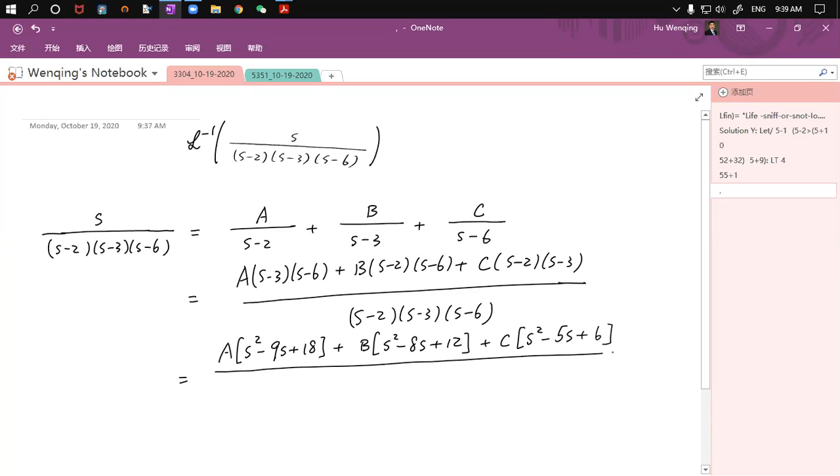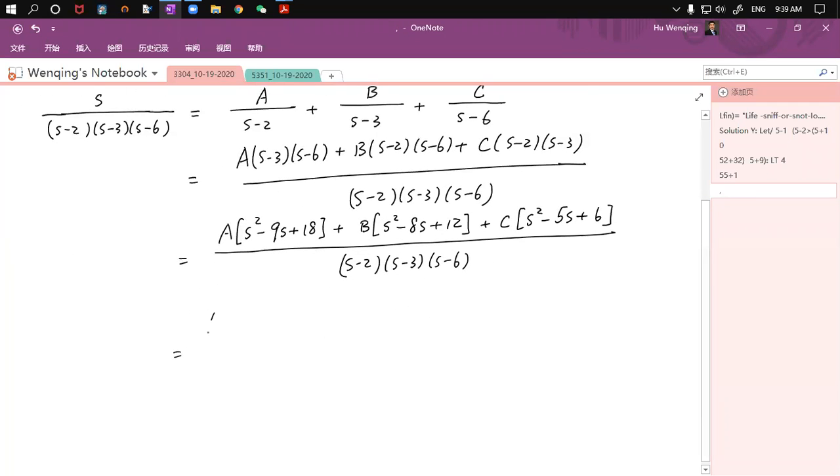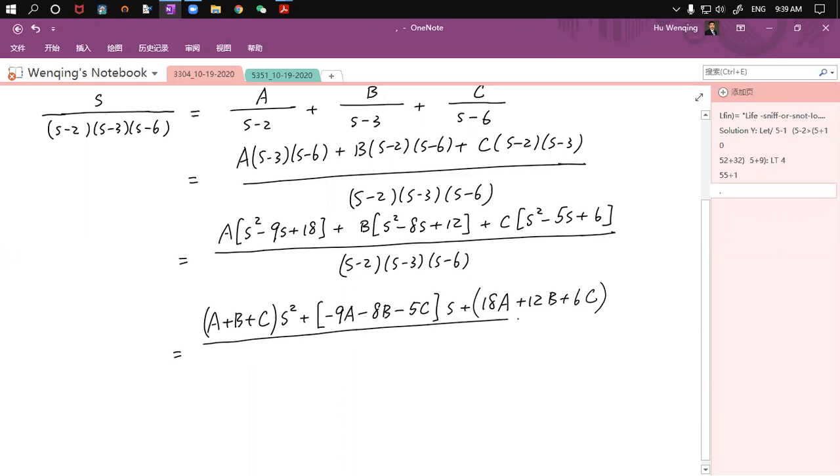The calculation is a little bit tedious, but you can actually do it if you're patient enough. That gives you (a plus b plus c) multiplied by s squared, plus (minus 9 times a minus 8 times b minus 5 times c) multiplied by s, and then the constant term is 18 times a plus 12 times b plus 6 times c. All of this is divided by the denominator, s minus 2, s minus 3, and s minus 6.